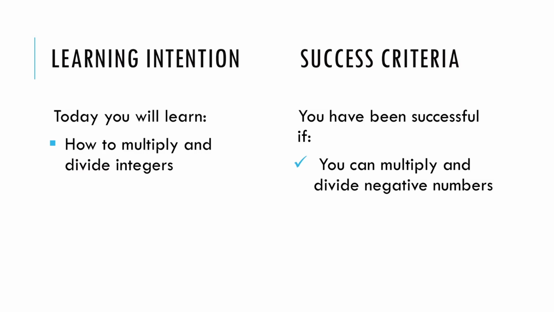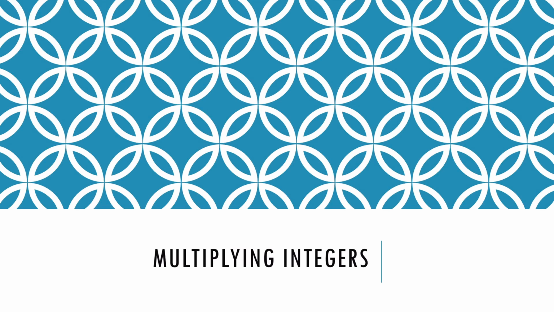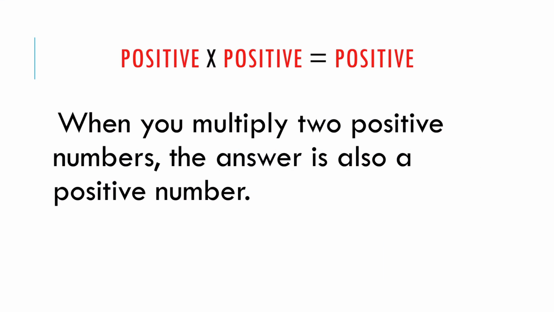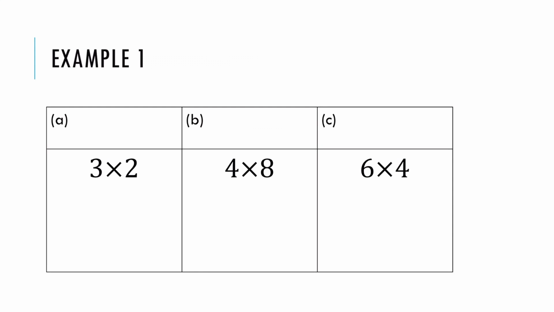In today's lesson, you will learn how to multiply and divide integers, and you will be successful today if you can do this. So let's begin with multiplying integers. This is something we already know, but when you multiply two positive numbers, the answer is always a positive number as well. So let's look at some examples of this.